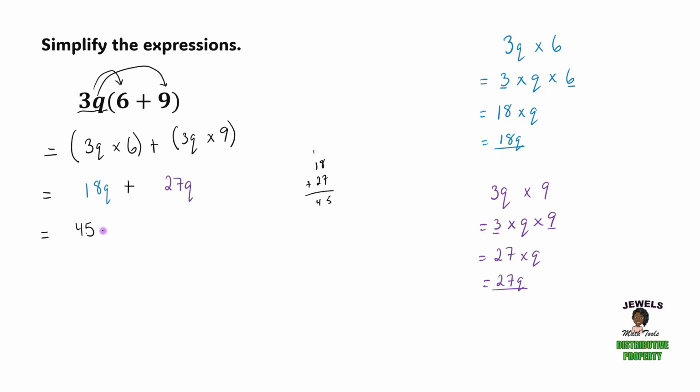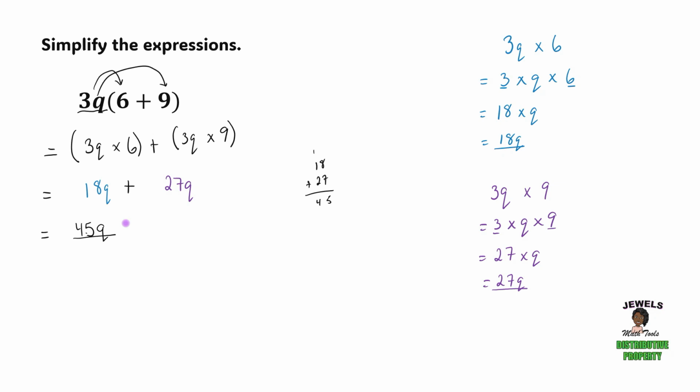So remember that in adding our numbers together, we also had a variable attached to this solution as well. So that means that we must return that q back to our answer to make sure that it is summed the correct way. Okay, so when 18q was added to 27q, we got the sum of 45q. And this would be our solution in its simplest form.